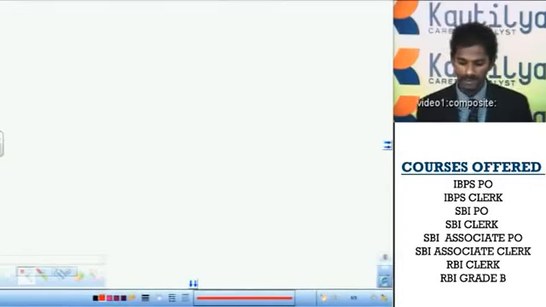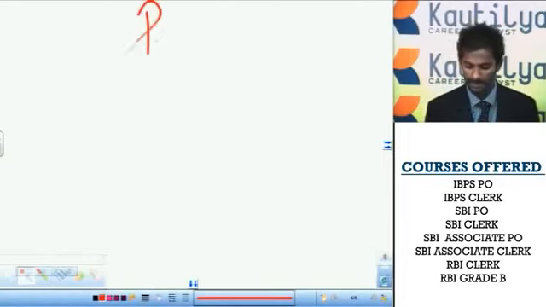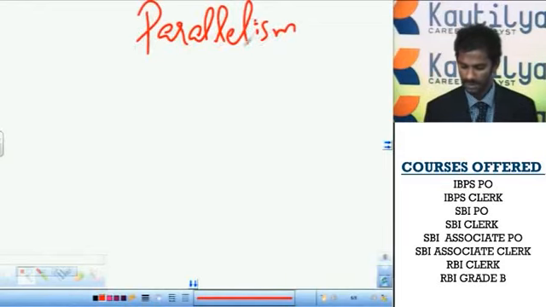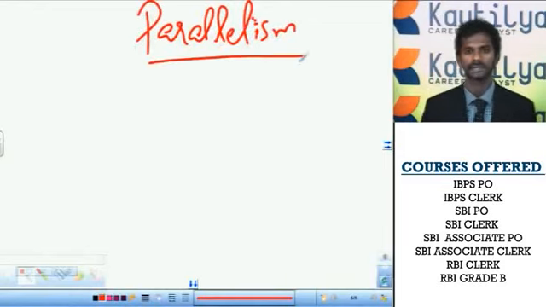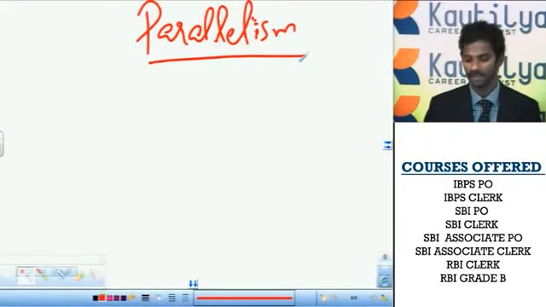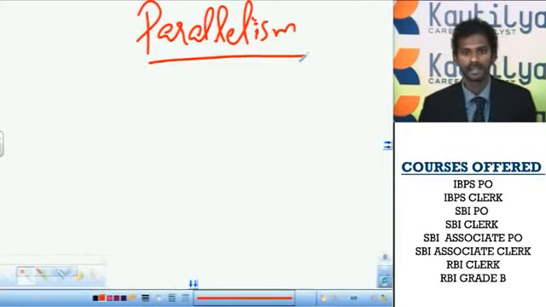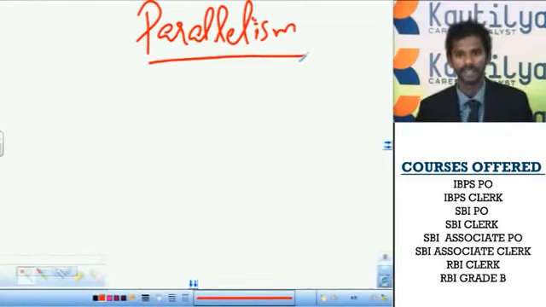So we'll go for something on parallelism. This is also a topic that comes under sentence correction. In sentence correction we have discussed topics like subject-verb agreement, tenses, parts of speech, now parallelism. Sometimes the error in a sentence, in the case of sentence correction, may be based on parallelism.